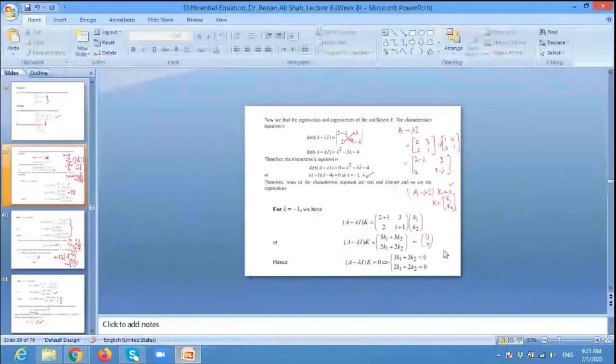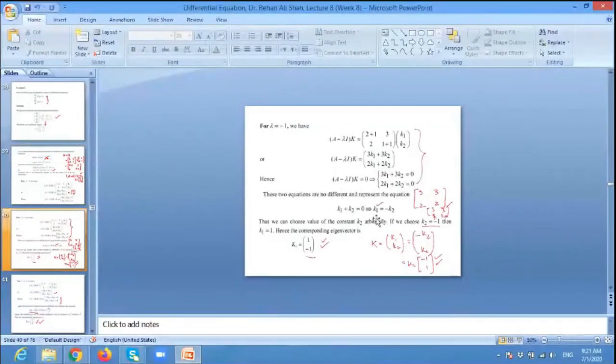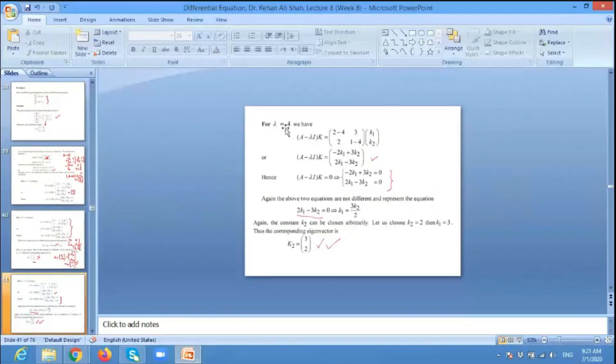So for lambda equal to minus 1, this is the system: 3k1 plus 3k2, 2k1 plus 2k2. If you simplify this system, you will get k1 equal to minus k2. If you give k1 equal to 1, you will get k2 equal to minus 1. So this is the eigenvector. For lambda equal to 4, similarly, the eigenvector is 3, 2.